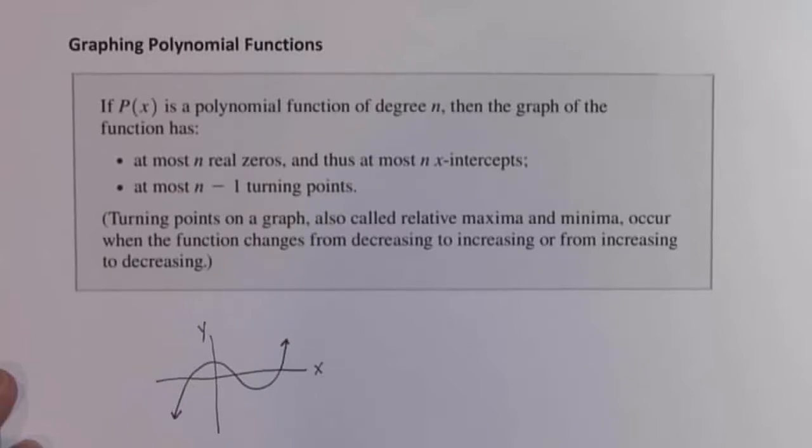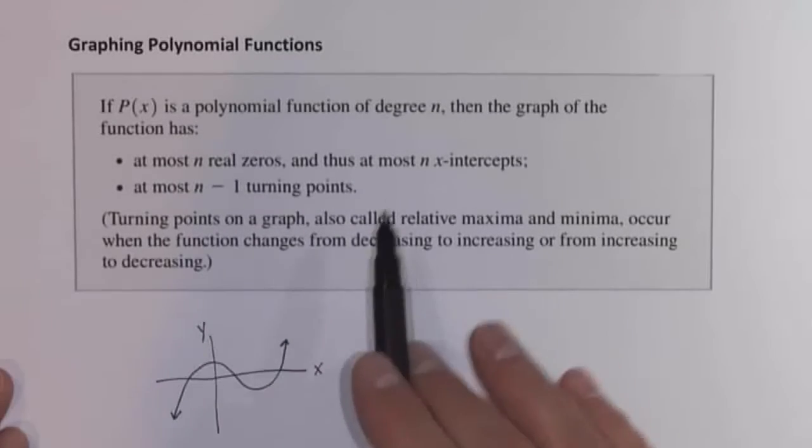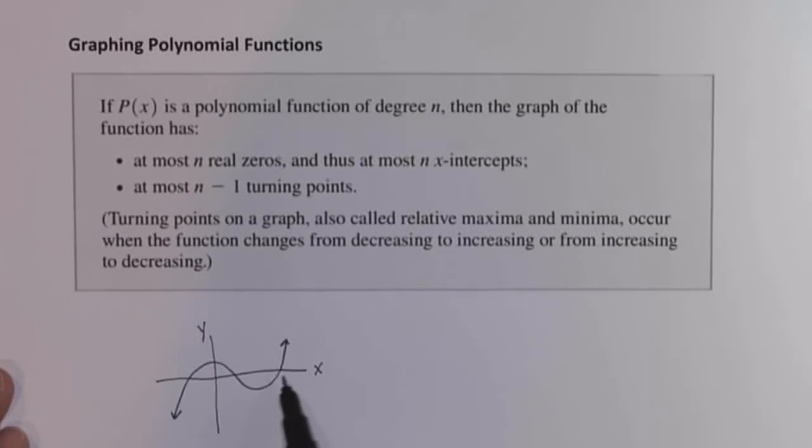And so what this is saying is that if we have a cubic function, degree 3, then it's going to have at most 3 zeros and at most 3 x-intercepts, as we have discussed previously. And it will have at most n minus 1 turning points. So in this particular case, we have a maximum and a minimum. And so we have this one turning point and we have this second turning point. So if it's degree 3, then it has at most 2 turning points.